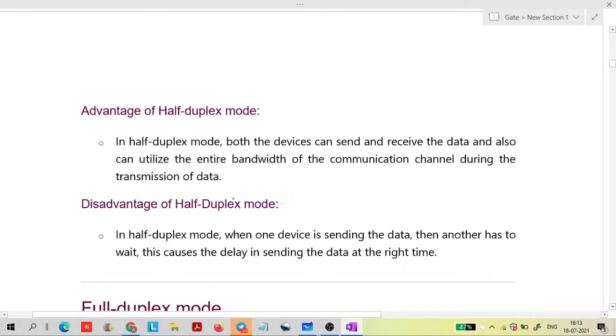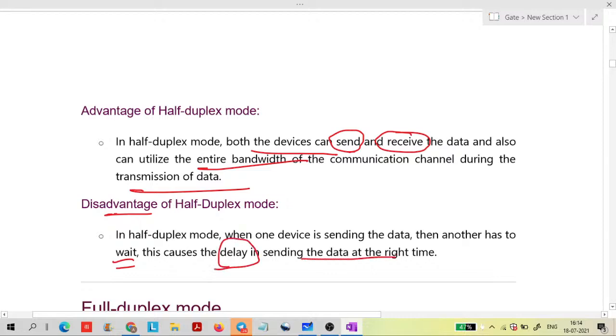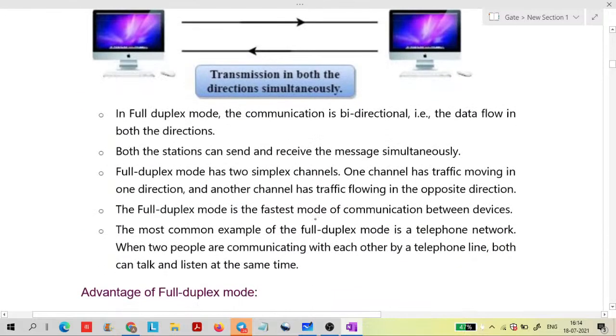So what is the advantage here? Both devices can send and receive the data, and can also utilize the entire bandwidth of the communication channel during the transmission of the data. The drawback is that one device is sending the data and the other has to wait, which causes a delay in sending the data at the right time.